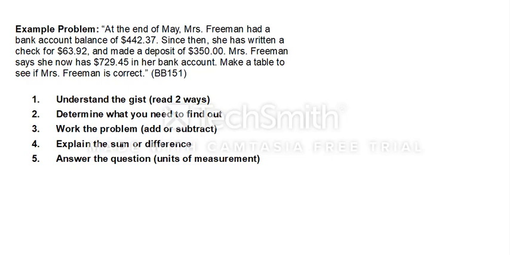Freeman is correct. First thing I do when I'm reading it 2 ways is I'm just understanding what's going on. I know in May, at the end of May, Mrs. Freeman has a certain amount in her bank account. She wrote a check, meaning that she's taking something out and giving something away. So she's writing a check. That means that's money that gets subtracted.